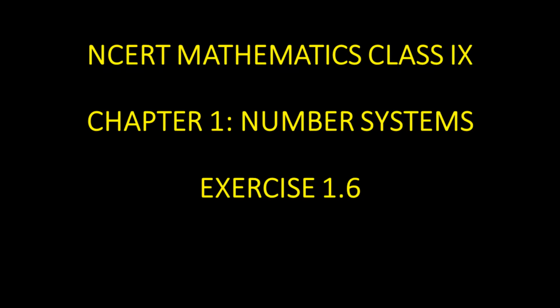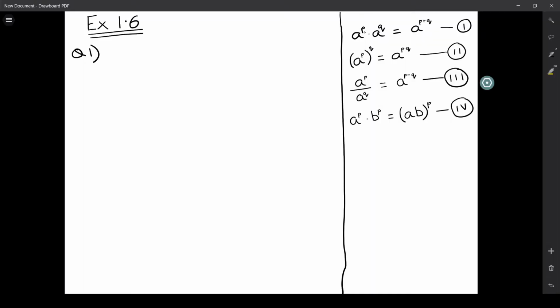Hi everyone. Today we are going to do exercise 1.6 of the chapter Number Systems in the Class 9 Mathematics NCERT. So before we get to this exercise, I've written 4 formulas on the right hand side of my sheet. These are formulas that we are going to be using extensively throughout this exercise, and hence it's good to keep them on the side to refer to them. So let's just get to the questions.